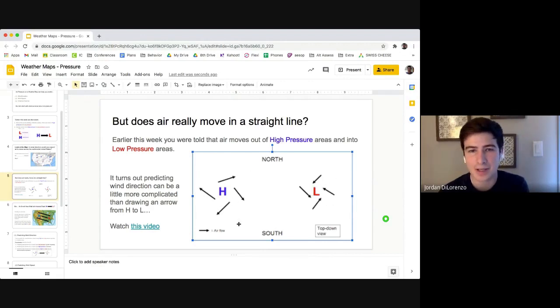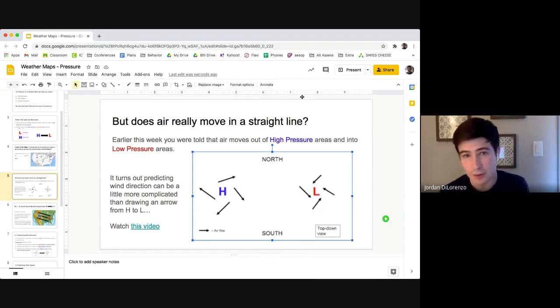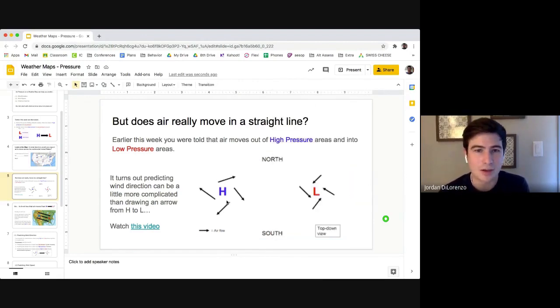If you don't have this in your notes yet, I strongly recommend you add this picture to your notes. If you're taking your notes online, open up this presentation, copy it, and then paste it into your notes. But I do think knowing that high pressure zones move clockwise and low pressure zones move counterclockwise is a very important thing to have in your notes.